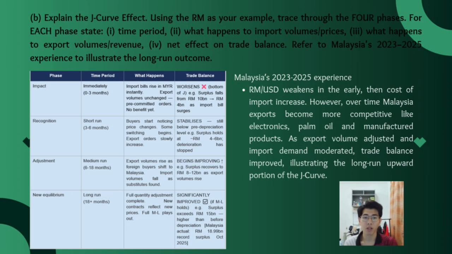For the Malaysian 2023 to 2025 experience, RM over USD weakened early, then the cost of imports increased. However, over time Malaysia's exports become more competitive, like electronics, palm oil and manufactured products. As export value adjusts and import demand moderates, trade balance improves, illustrating the long run outward portion of the J-curve.